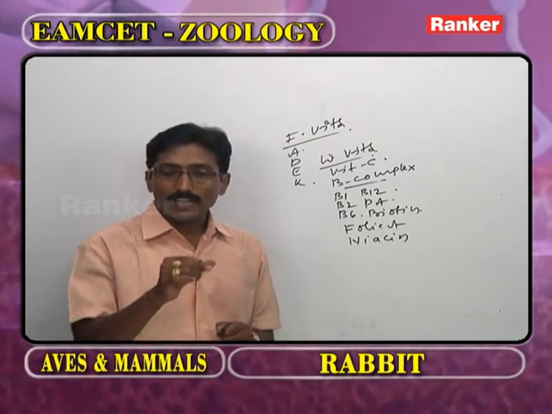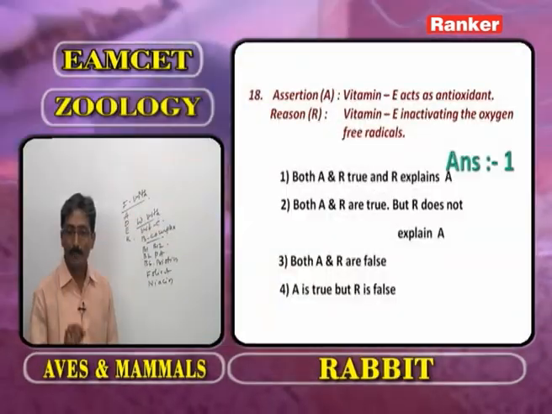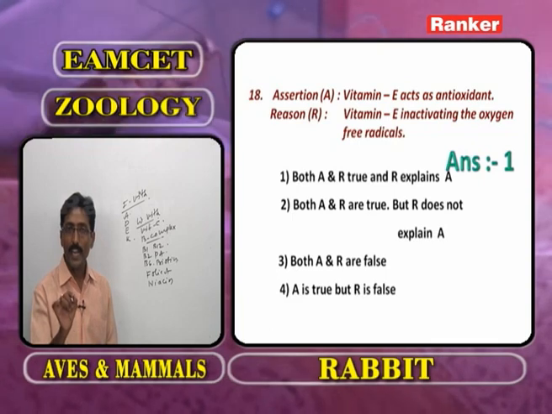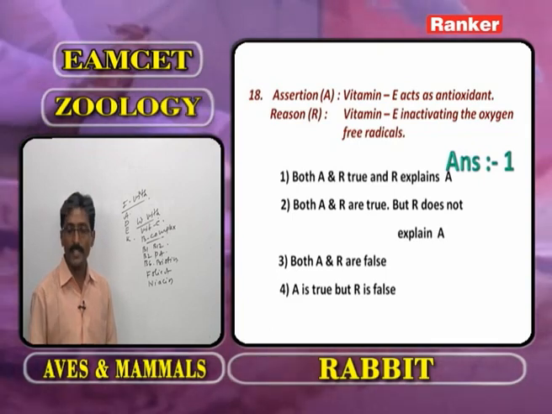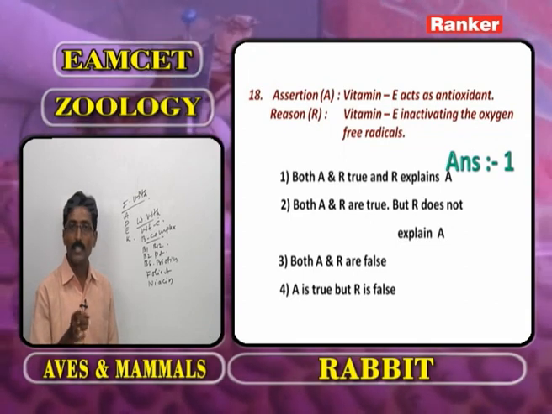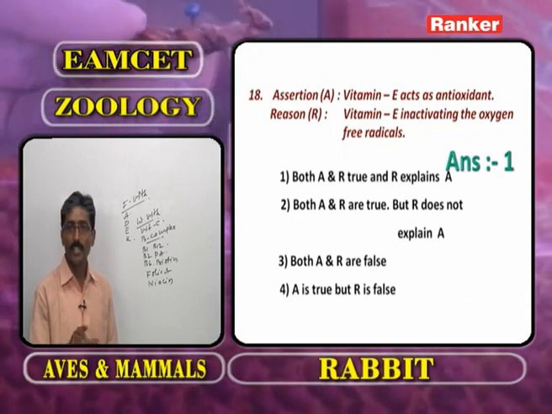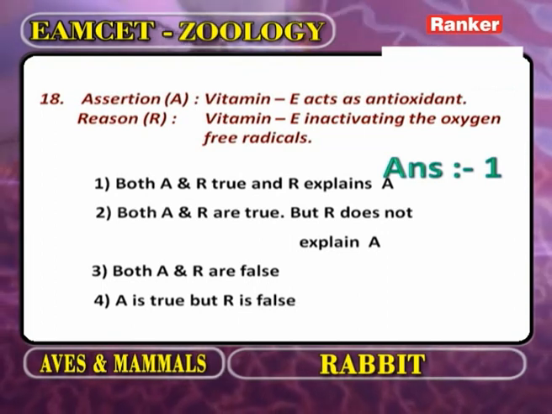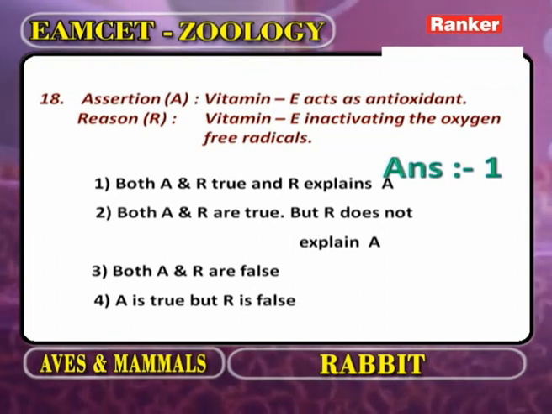So, as we observe, vitamin E acts as antioxidant. Reason: it inactivates the oxygen free radicals. So both are correct, and the reason explains the assertion. Now we go to the next question.